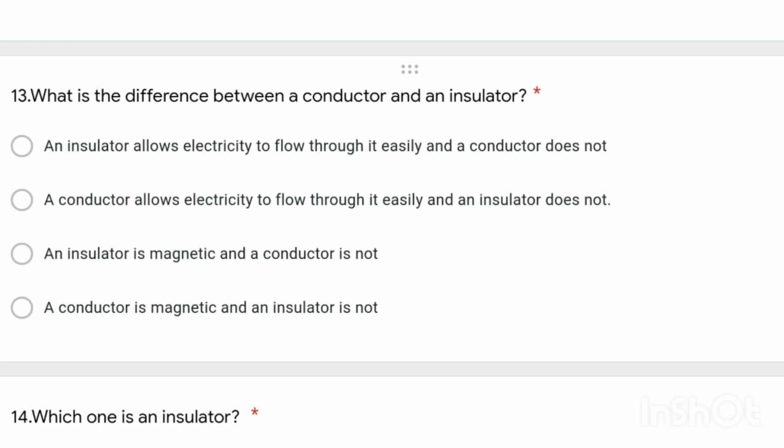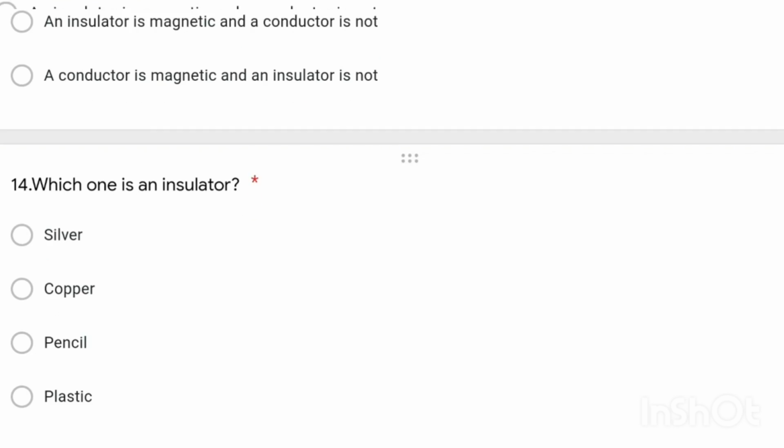What is the difference between conductors and insulators? See the options. An insulator allows current to flow through it easily and a conductor does not. A conductor allows electricity to flow through it easily and an insulator does not. An insulator is magnetic and a conductor is not. A conductor is magnetic and an insulator is not. So the answer will be B: a conductor allows electricity to flow through it easily and an insulator does not. Move on to the next question.